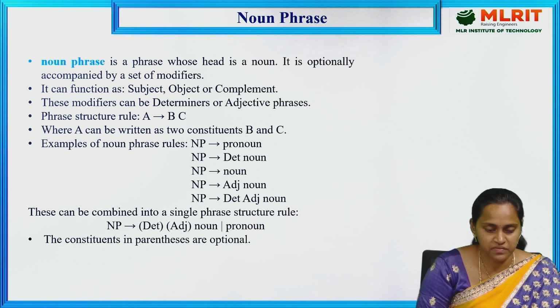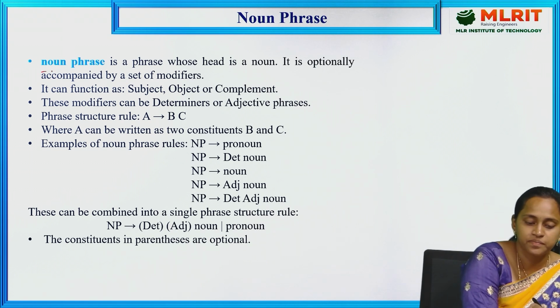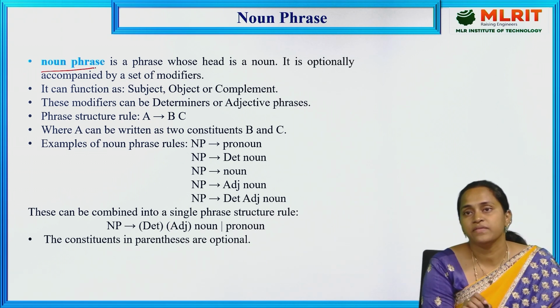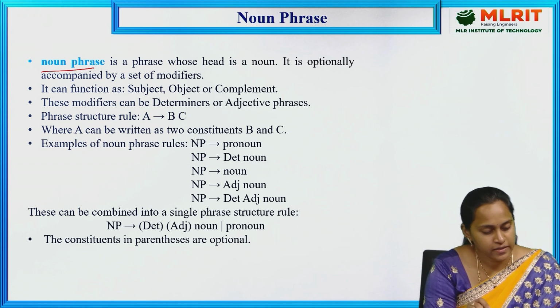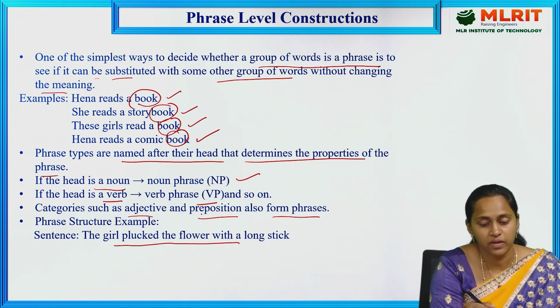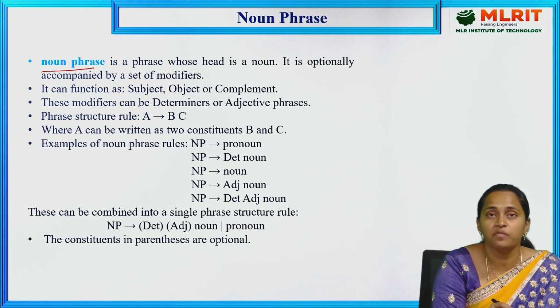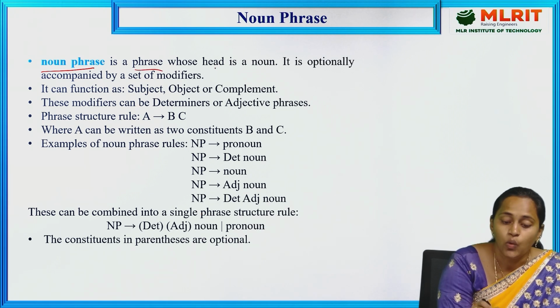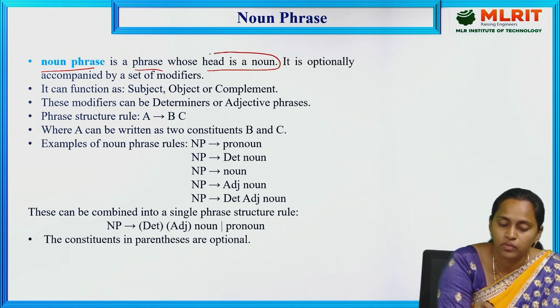Coming to the first one, noun phrase. In phrase level constructions, let's see the example: The girl plucked the flower with a long stick. After that, coming to the first one, noun phrase. It is a phrase whose head is a noun.